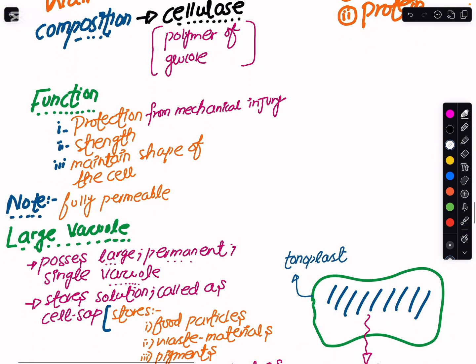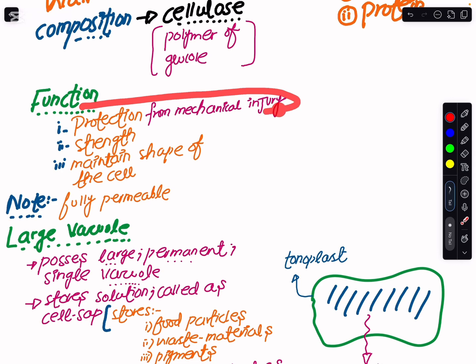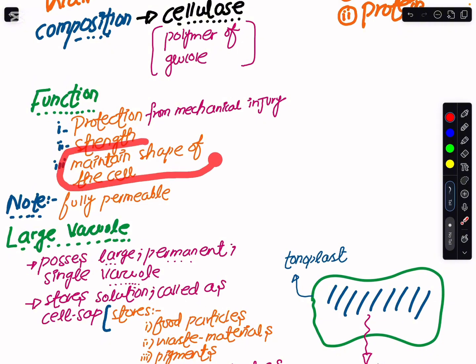Now, for the functions, you must know that this provides the plant protection from mechanical injury. As I have said, they're in the external environment, so any animal can come and hit them. So this provides mechanical protection from injury, and it provides strength. As far as our human body is concerned, we have bones and muscles that give some shape or structure to our body.